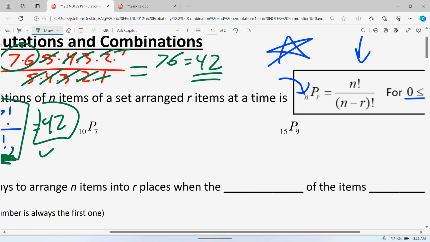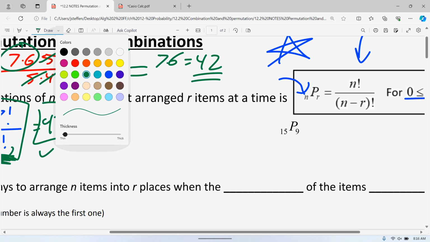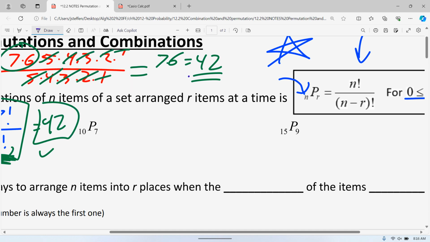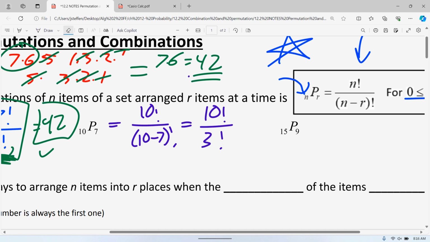So the next one, we have 10 permutation 7. Again, definitely write out one of the fractions. So that is 10 factorial over 10 minus 7 factorial. For some of you guys, you'll start getting good at this. You'll do this in your head where you know 10 minus 7 is 3. It gets to be a little bit more, and it's not a huge deal. I mean, it's not hard, it just takes a while.